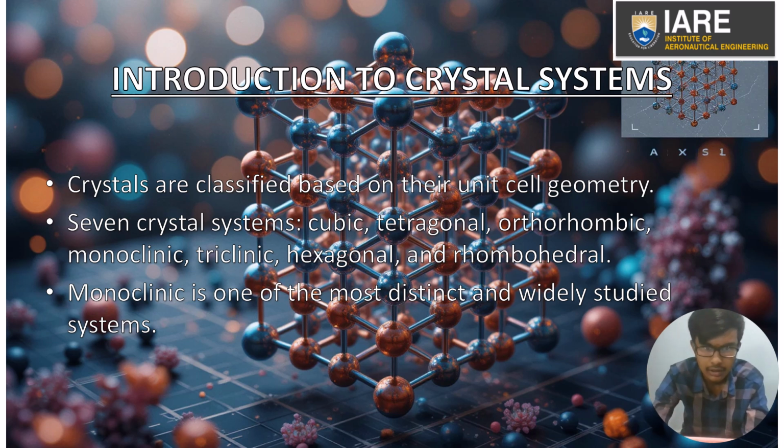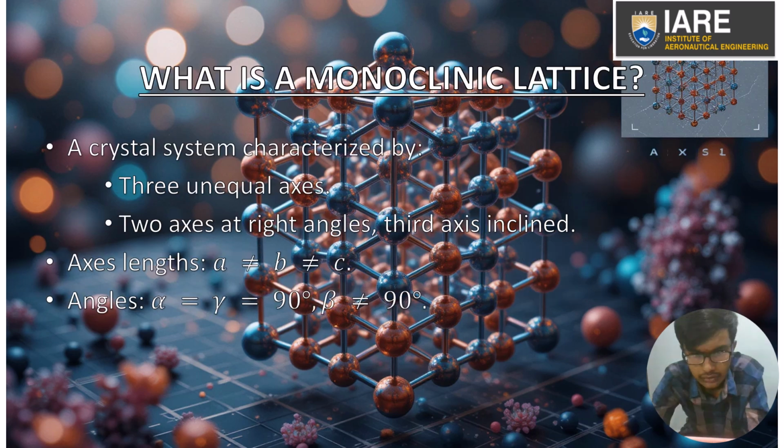And after that, monoclinic lattices or monoclinic crystals are one of the most distinct and widely studied systems. The monoclinic systems are very unique because they have unequal edges and one non-right angle, making them important in many kinds of mineral studies. Hence, this is the introduction of the concept of crystal system.